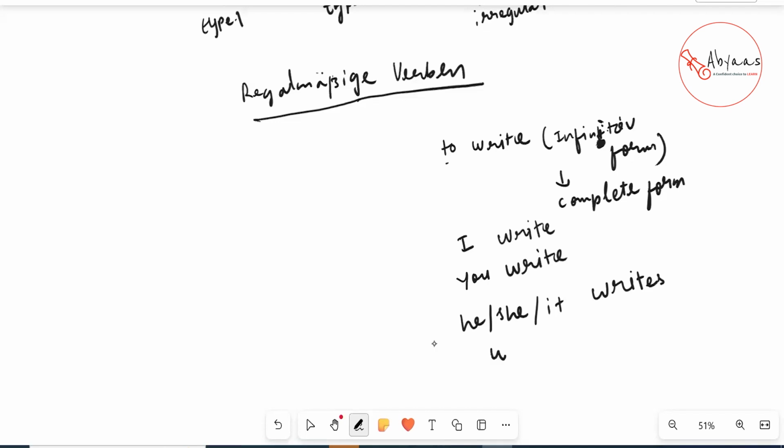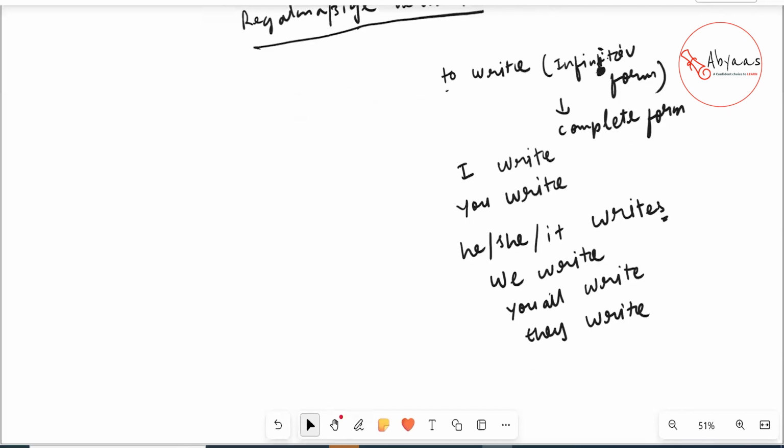So over here, we write again. You all, which means you plural, write again. They write. So in the case of a regular verb in English, while we are conjugating, only the third person singular, that is he, she, or it, gets an extra s. This is how we conjugate in English, right?